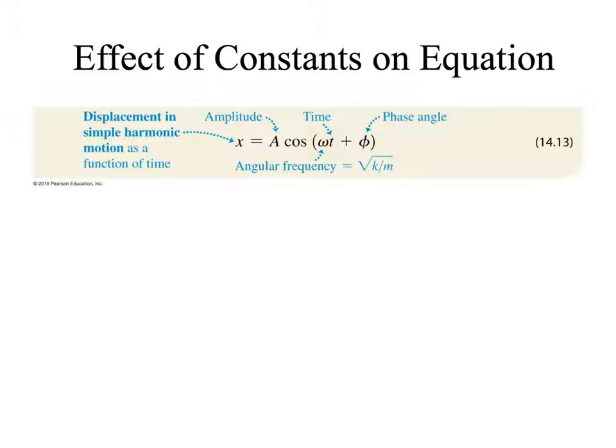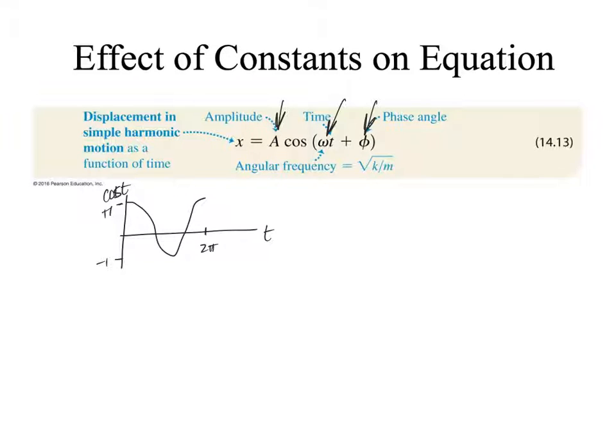So let's take a little bit of time and look and see what the effect of these different constants are in this equation for simple harmonic motion. We're going to look at the amplitude, omega, and the phase angle, and just make sure that we know what all of those do. So first we'll just start with cosine of t, and we know that the cosine of t looks like this. This is 2 pi, and it goes to plus 1 and minus 1.